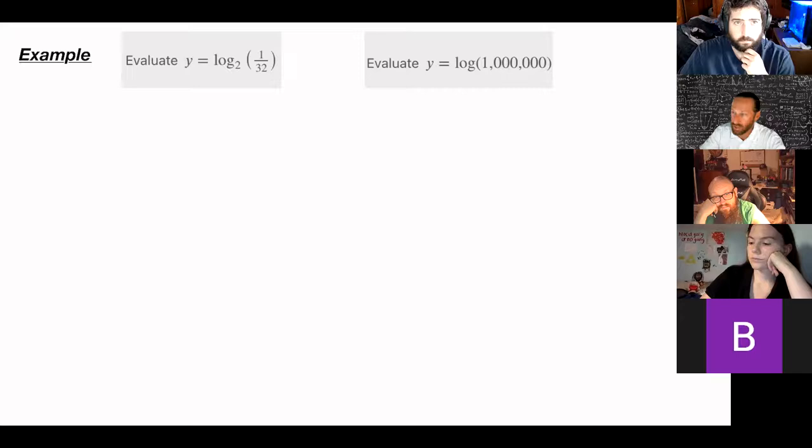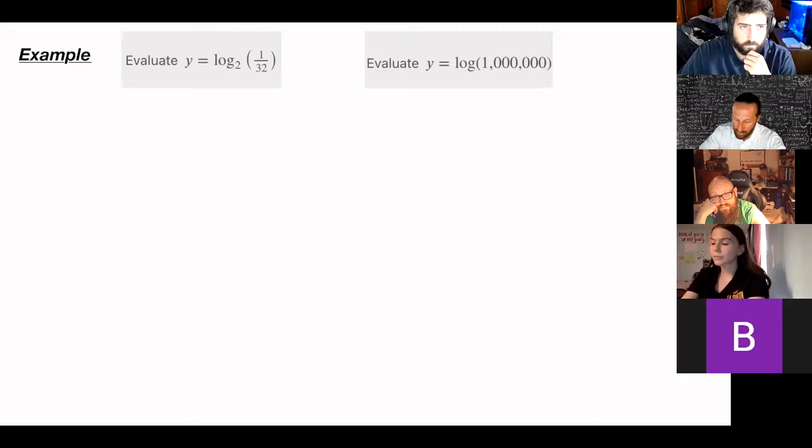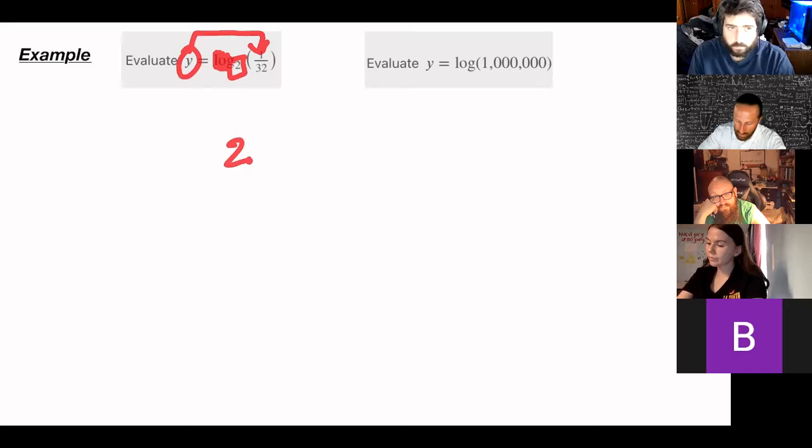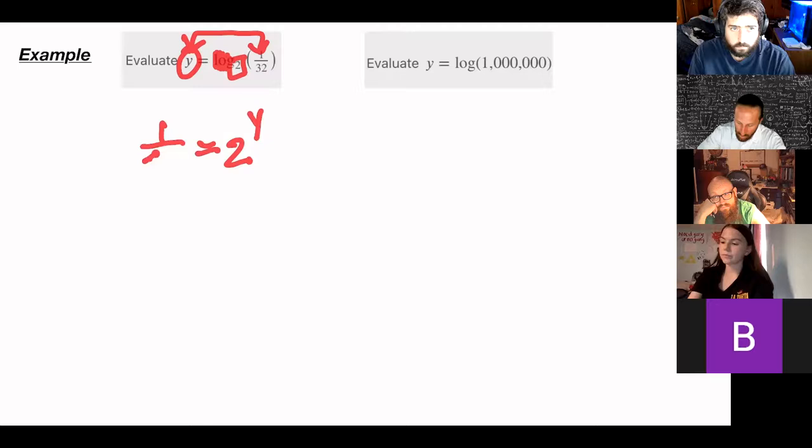What did I tell you logs are in disguise? Exponents. So if I was to rewrite this, remember, I would just get rid of the log. I'd keep my base of 2, and then I'd switch the input and the output, which means I'd have 2 to the y equals, now on the other side, 1 over 32. And does everybody know what the answer is now? Do you know 2 to what power gives you 1 over 32?